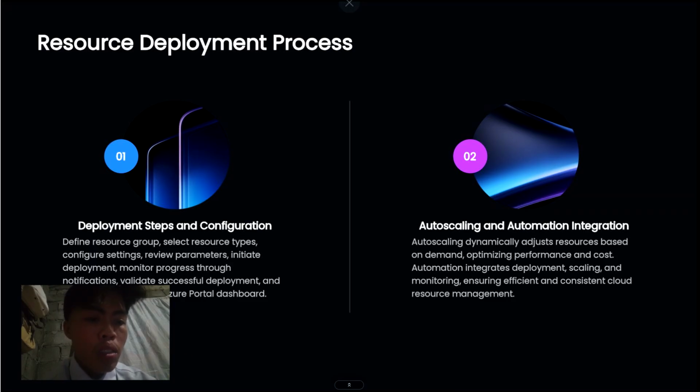Auto-scaling and automation integration. Auto-scaling dynamically adjusts resources based on demand, optimizing performance and cost. Optimization integrates in deployment, scaling, and monitoring, ensuring efficient and consistent cloud resources management.